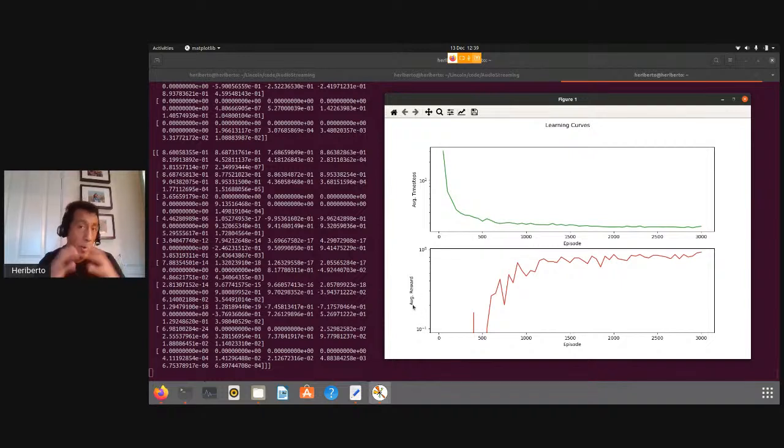So here's the average reward. We want agents that reach as much reward as possible over time. And here's an example of an agent that improves its behavior over time. An intelligent agent is expected to improve its behavior as it interacts with its environment. And as we can see here, the agent is improving.